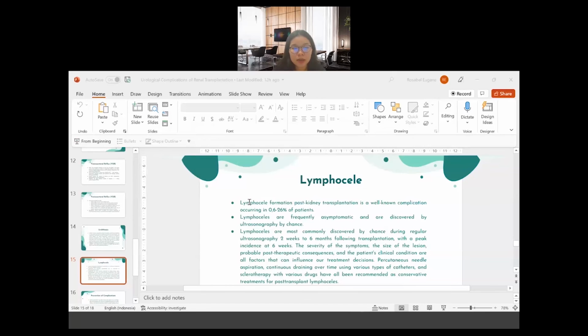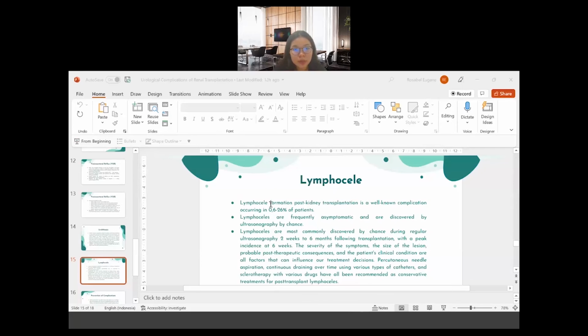Lymphoceles are most commonly discovered by chance during regular USG 2 weeks to 6 months following transplantation, with a peak incidence at 6 weeks. Lymphoceles are frequently asymptomatic and are discovered by ultrasonography by chance. Lymphoceles usually go away on their own without the need for treatment.